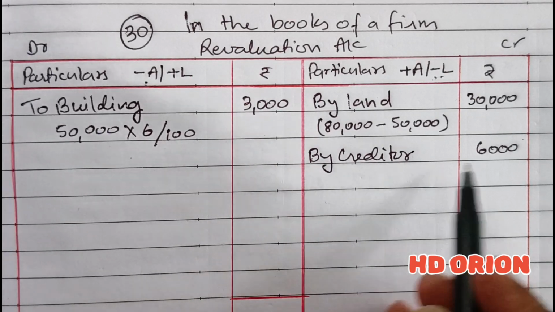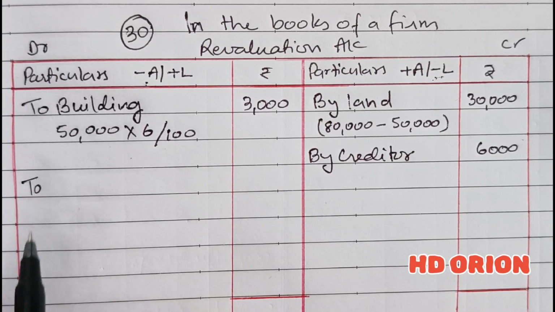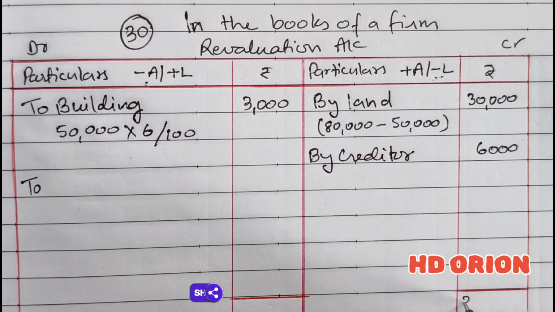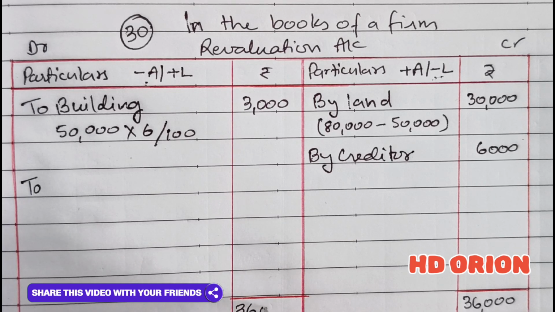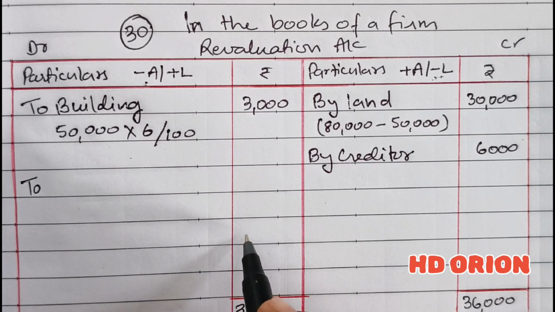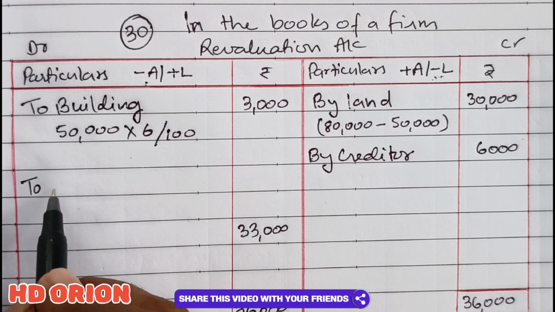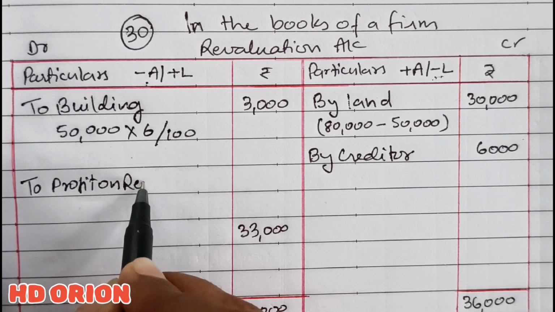Now we will get the balancing figure. So we will get the balancing figure in the debit side. It means it is a credit balance, because this side it is 36,000, and in order to make 36,000 the other side, we have to insert an amount of rupees 33,000, and this is profit on revaluation.